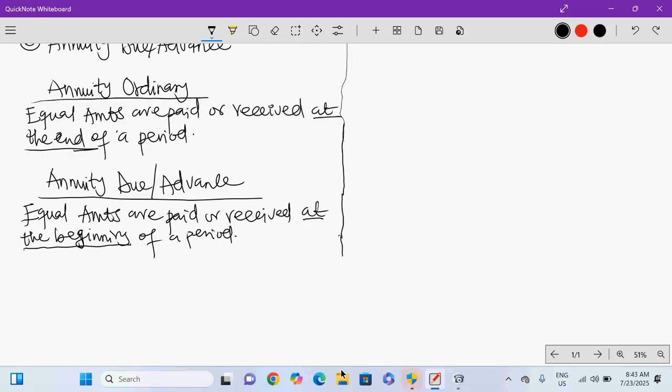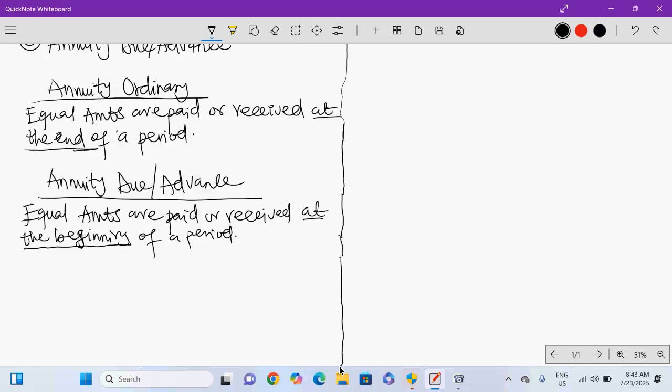All right, so now let's look at some formulas under each of them. So we have the present value and then the future value, right? As we discussed earlier. So the present value of annuity.